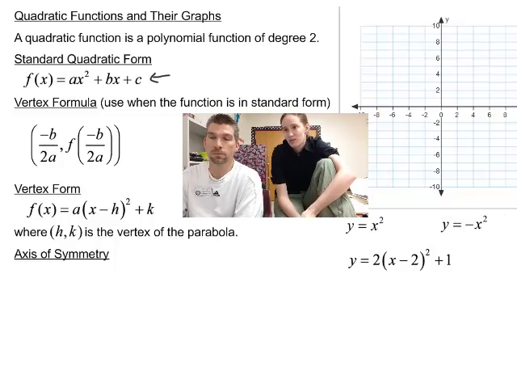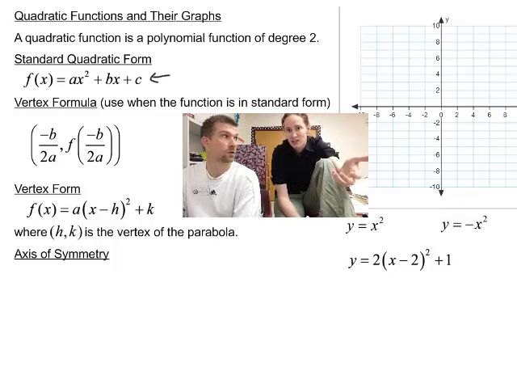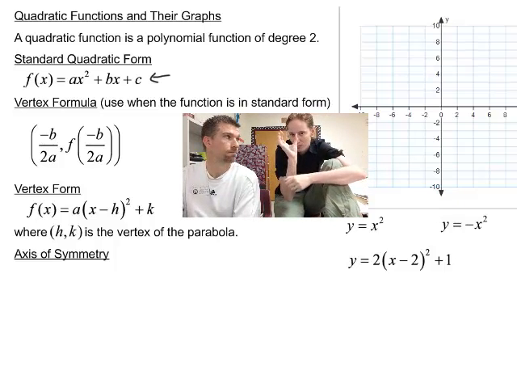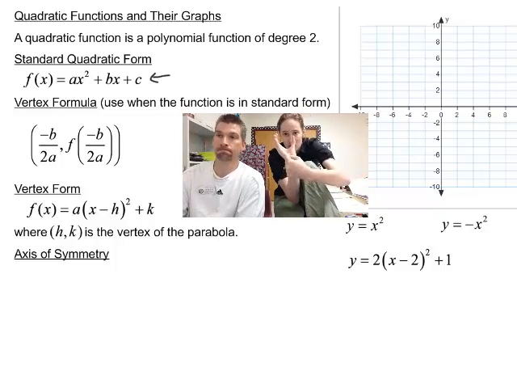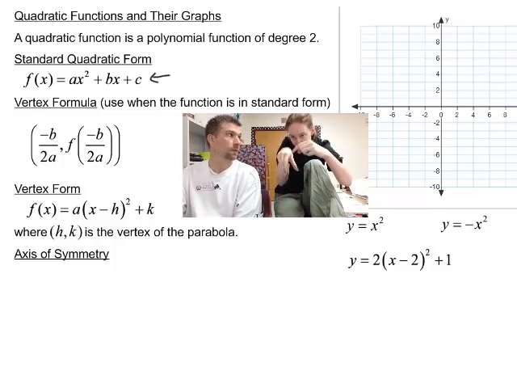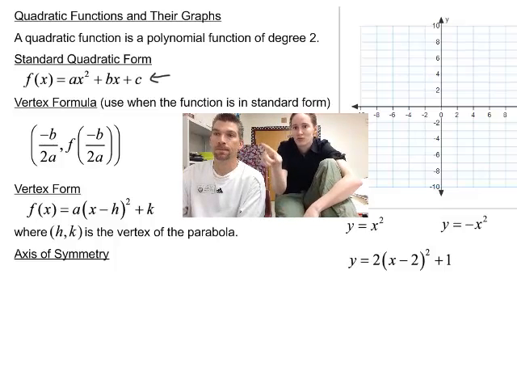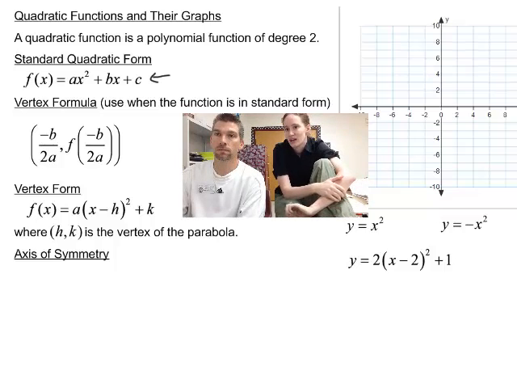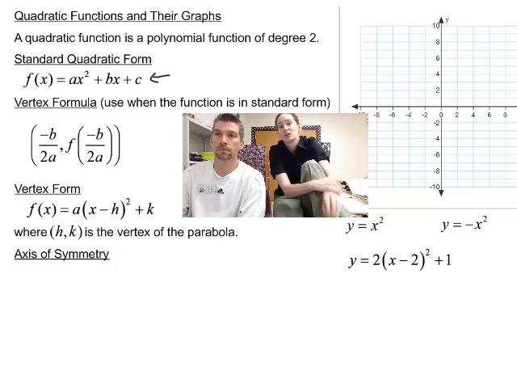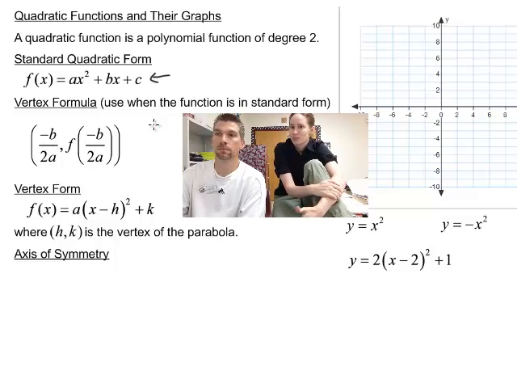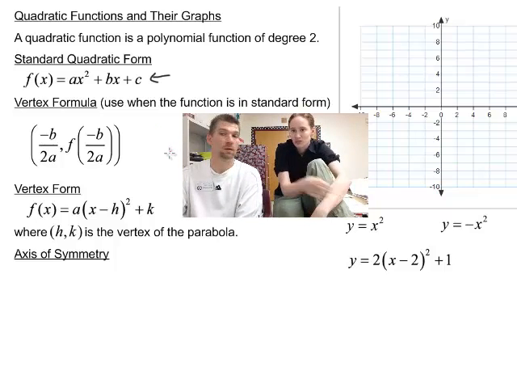Vertex formula. Either the lowest point or the highest point of your parabola, that's the vertex, depending on if it opens up or opens down. If it opens up, it's the lowest point. If it opens down, it's the highest point. The way you can find that from standard form is this little formula, negative b over 2a. You find that, and then you plug it into your function, and that gives you f of negative b over 2a. Or sometimes they give it to us in vertex form, which looks a little different.